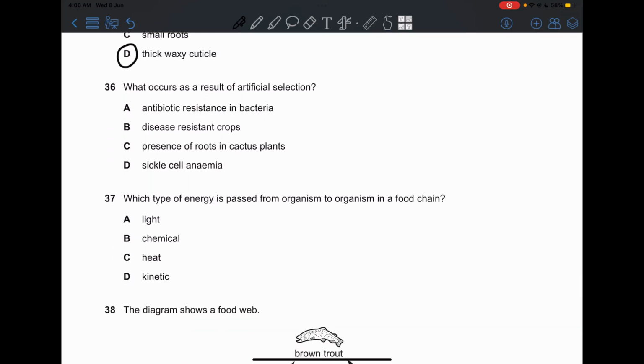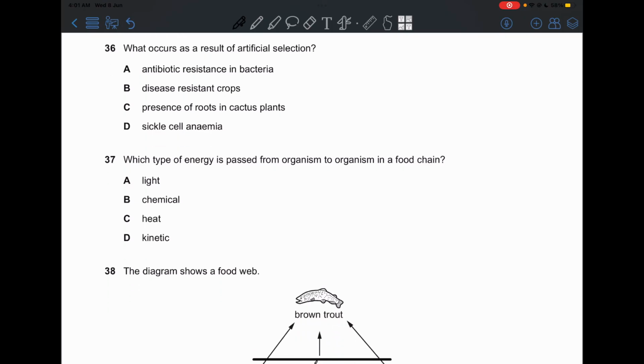36. What occurs as a result of artificial selection? Now we know artificial selection is the selection pressure that is done by humans to animals or whatever. So let's see. 36A, antibiotic resistance in bacteria. Now this is incorrect. This is actually natural selection. Now B, disease resistant crops. This is correct because in disease resistant crops, they are crossing genetically modified plants with normal plants, so these are all a result of human actions. So B is going to be our answer.